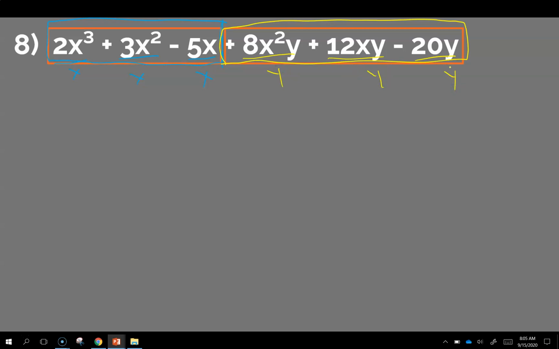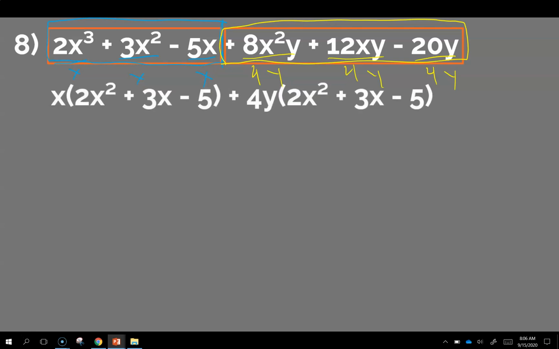8, 12, and 20. All of those numbers are divisible by 4, so I could actually divide a 4 out of each of those. On my blue side, 2, 3, and 5, those are all prime numbers. I can't divide anything out. But 8, 12, and 20, those are all divisible by 4. So on my blue box, when I take the x out, we are left with 2x squared plus 3x minus 5. So all 1x from each piece got moved to the front. And then on my yellow box, 4y came out. And I divided each piece to get 2x squared plus 3x minus 5.